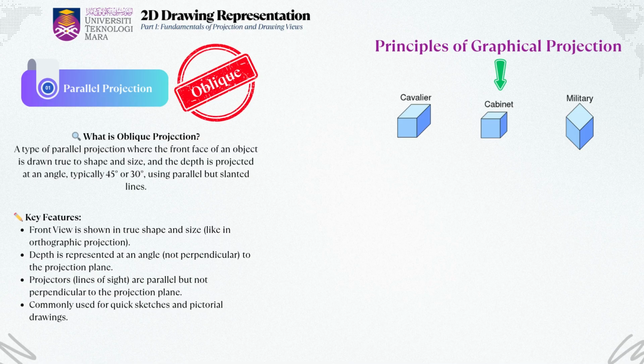Lastly, we have the military projection, which is a bit different. Here, the top view is shown in true shape and size, and the height of the object is projected upward at an angle, typically 45 degrees from the horizontal. It's commonly used in mapping, terrain studies, and military applications. So, while oblique projections aren't used for exact manufacturing or measurement, they're very handy for conceptual design, rough planning, and early-stage communication.